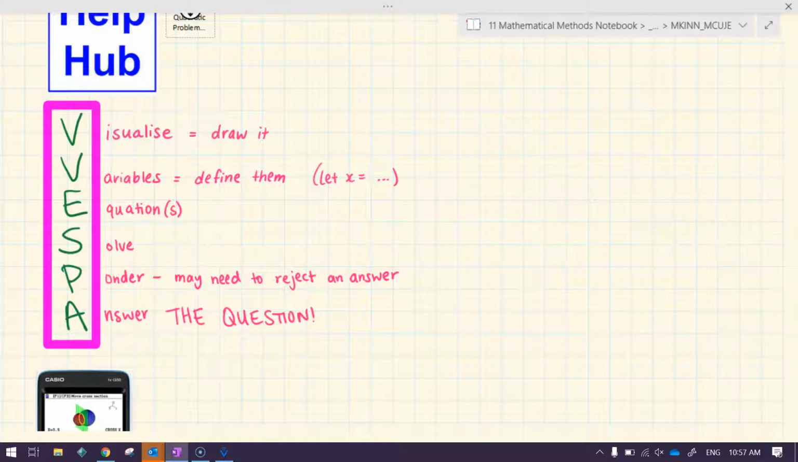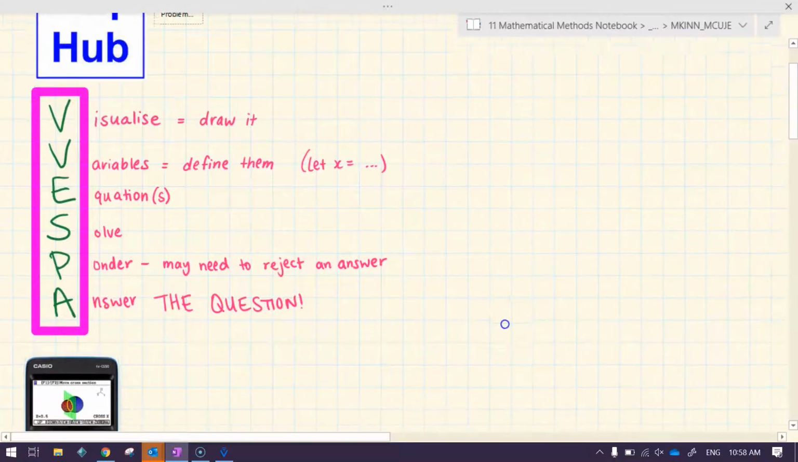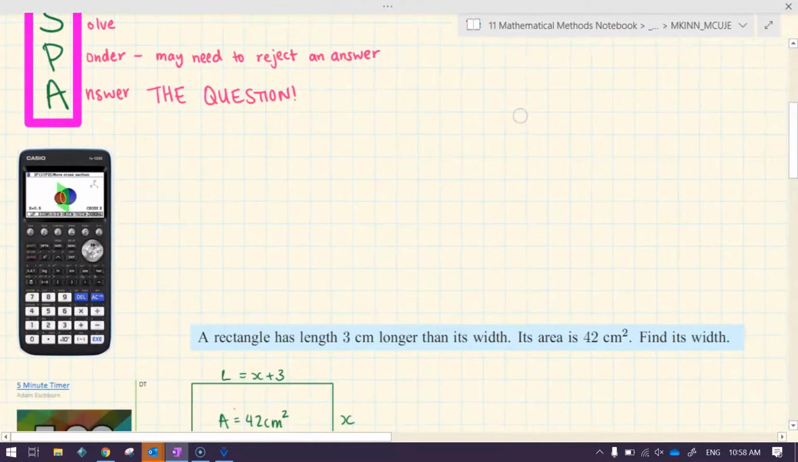Sometimes we will get answers that aren't valid. Even though the maths works, we might get a negative value for the height of a building. Doesn't sound right, does it? You need to think about your answers in the context of the question and then actually make sure you've answered the question. Vespa. If you haven't used that before, write that down. That's going to be of use to you. So quadratic models, not terribly complicated.